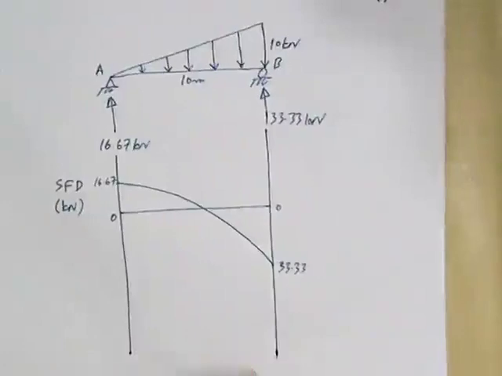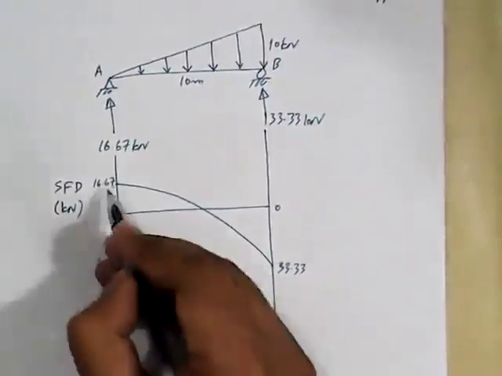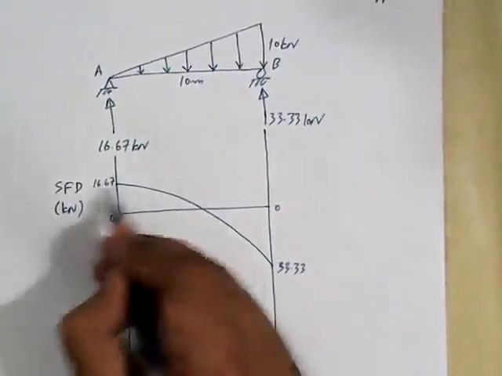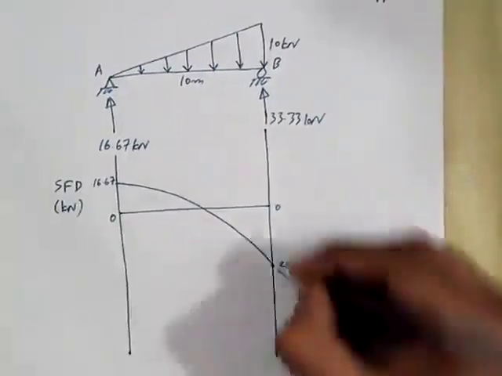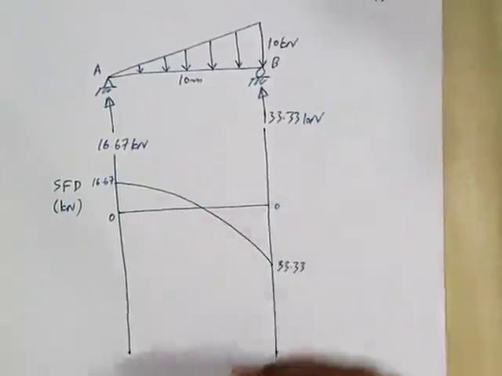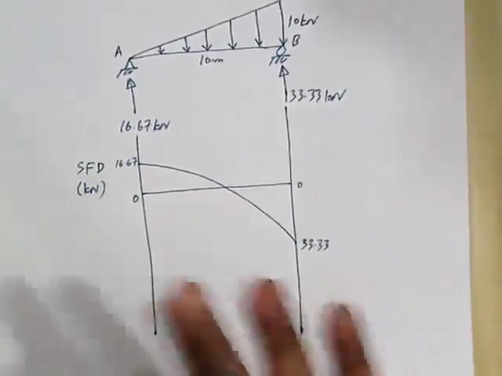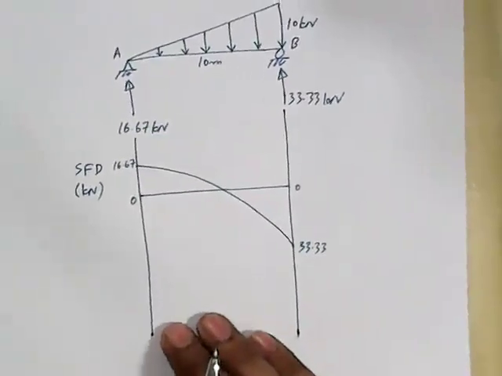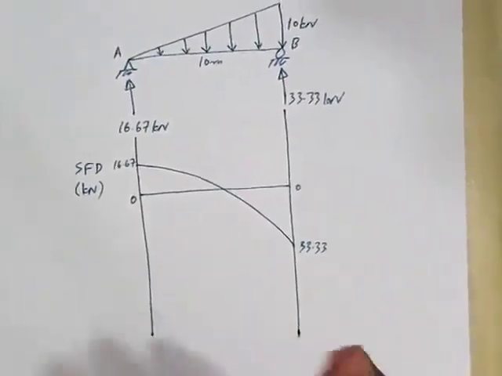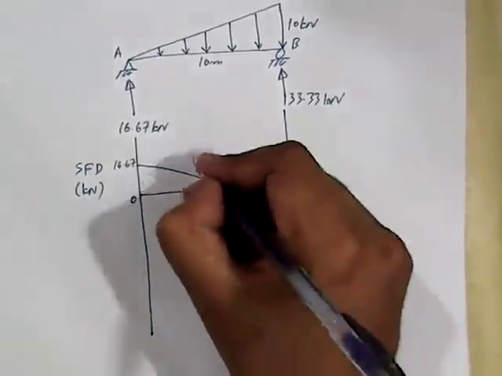It is drawn like this. So it is convex up. The slope here is very small, a small magnitude. But if I draw a tangent here, then this is the correct orientation of the shear force diagram for this situation.